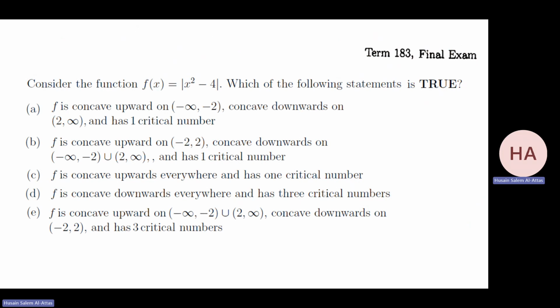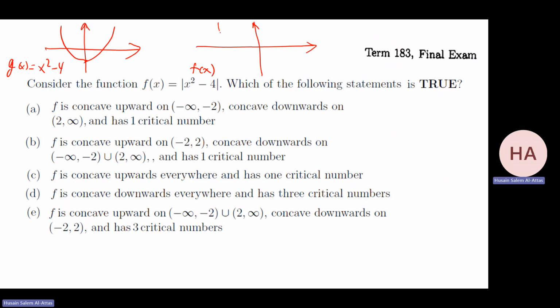You say this function statement is true. You can do it the long way, writing the function as a piecewise function, which is a little bit complicated, or you can graph the function. We know how to graph x squared minus 4. This is g of x, x squared minus 4. Now if we take the absolute value for f of x, the positive part will be the same, and this negative part will become positive like this.